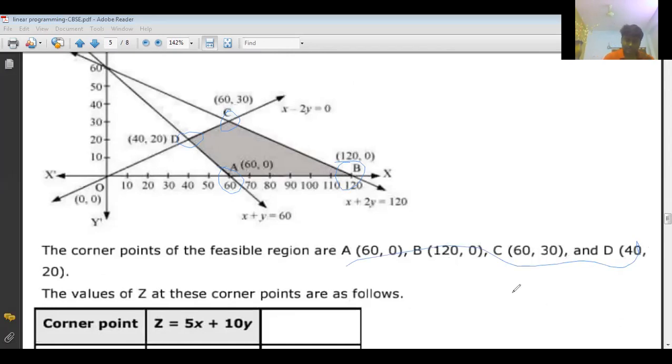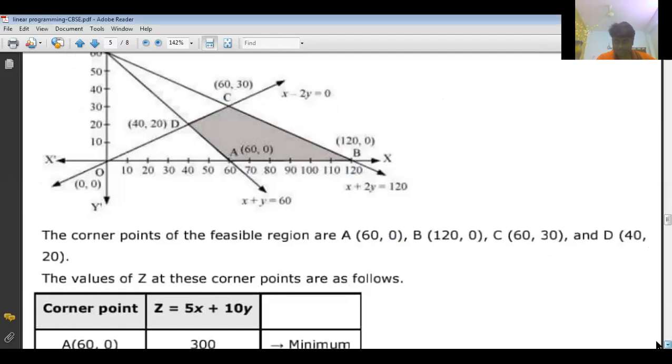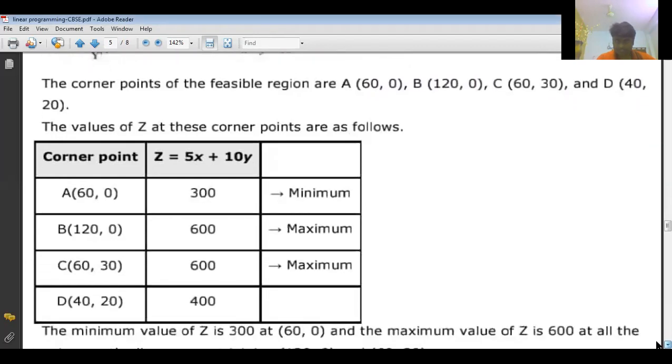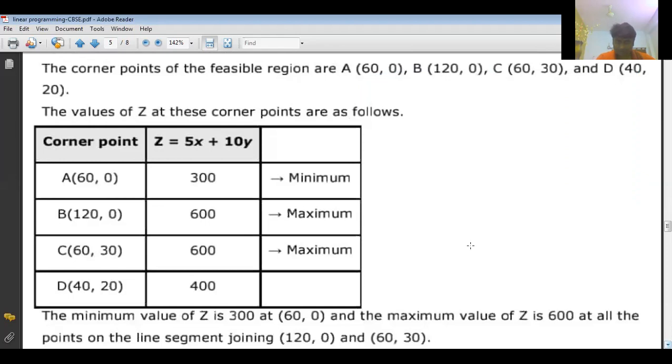So finally we'll find the value of z at these points. If we substitute the different points, we get 300 at 60 comma 0, and 600 at both the points 120 comma 0 and 60 comma 30. It means the function has its maximum value at this BC line segment, at every point on this BC line segment, that we can say. And it is minimum at 60 comma 0 only.